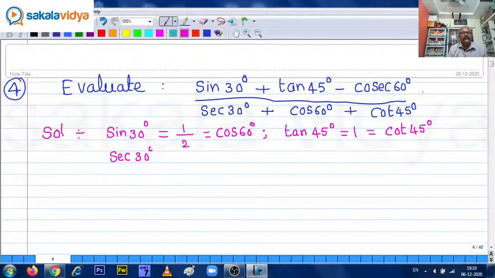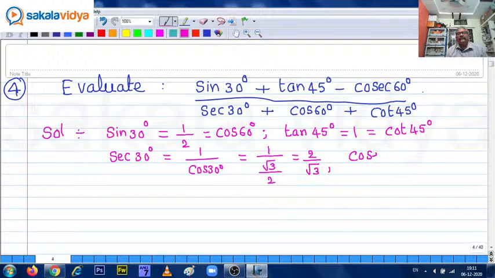Secant 30 degrees is equal to 1 upon cos 30. That is 1 upon root 3 by 2, which is 2 upon root 3. Next we have cosecant 60. Cosecant 60 equals 1 upon sine 60, which is 1 upon root 3 by 2. This will be 2 upon root 3. Yes, let us substitute.